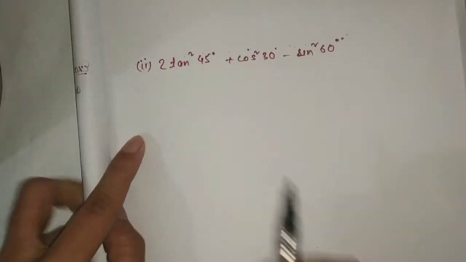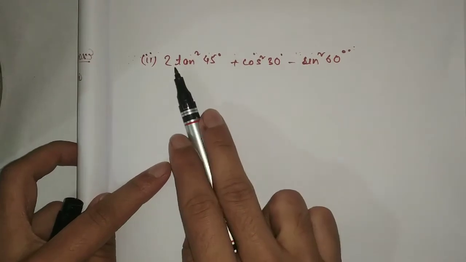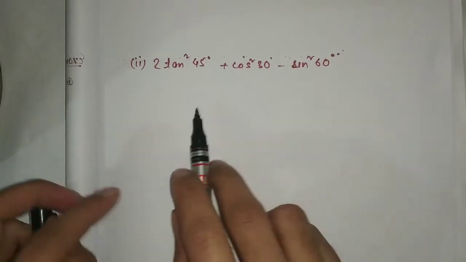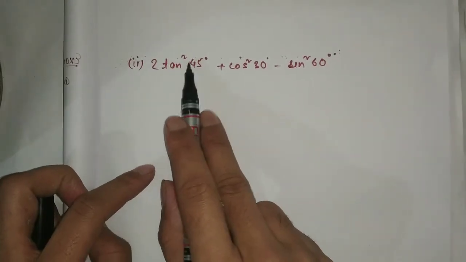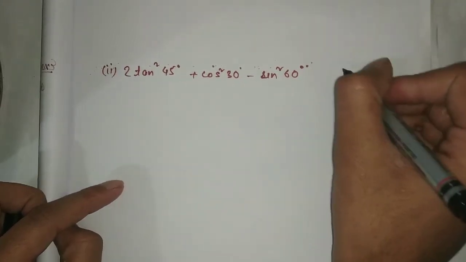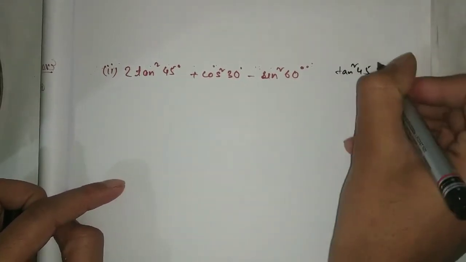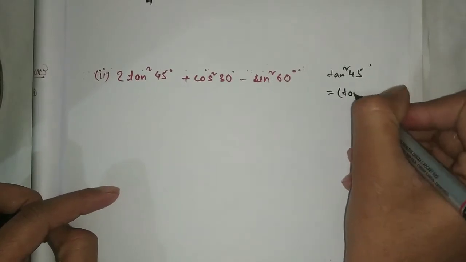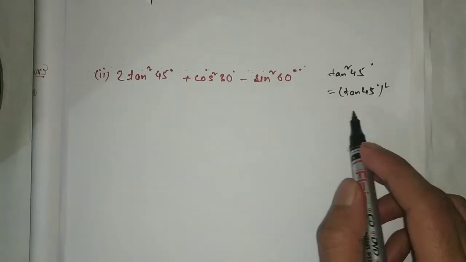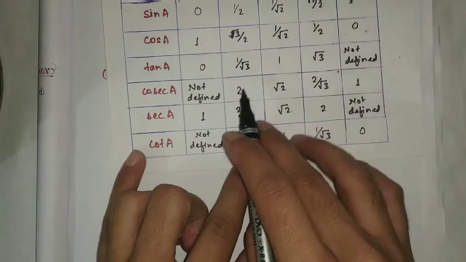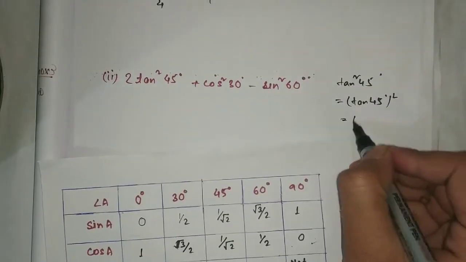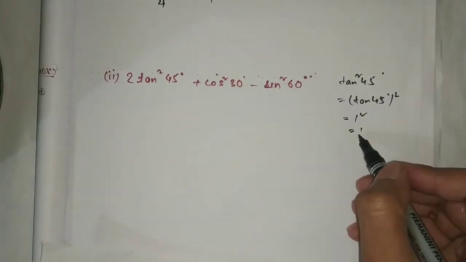So simple. Now the next problem. It is given 2 tan square 45 plus cos square 30 minus sin square 60. I have already told you the meaning of this square. Here it is given tan square 45. Tan square 45 simply means the whole square of the trigonometric ratio tan 45 degree. From the table we see that the value of tan 45 is 1. So we can put it here, it becomes 1 square.